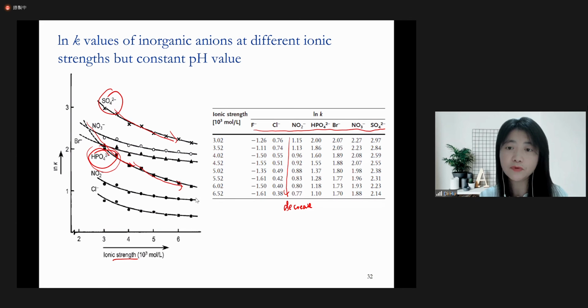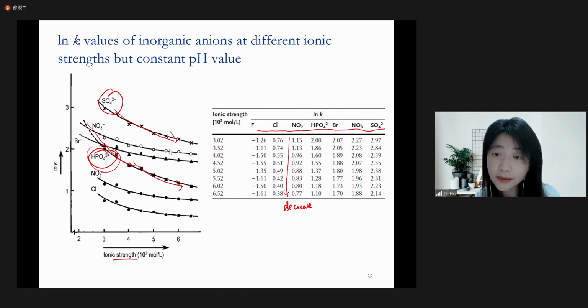When we increase the ionic strength, the K value of the sulfate and the hydrogen phosphate decreases more severely than for the single valent ones. So the behavior of the single valent ones is similar, and the behavior of the divalent ones is similar. That's what I actually want to say; I probably expressed it in a confusing way, so I will revise that. Did I answer your question? Okay, good.